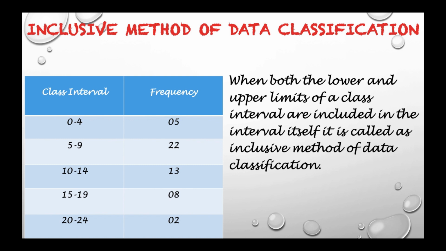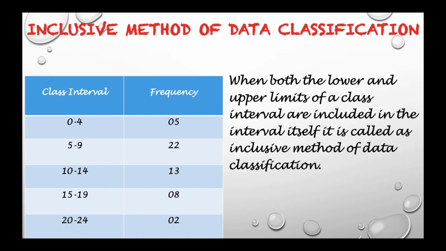Next comes inclusive method of data classification. When both the lower and the upper limits of a class interval are included in the interval itself, it is called an inclusive method of data classification. Here we observe the class interval 0 to 4. The next class interval is 5 to 9, 10 to 14, 15 to 19, 20 to 24. This is one example of inclusive method of data classification.